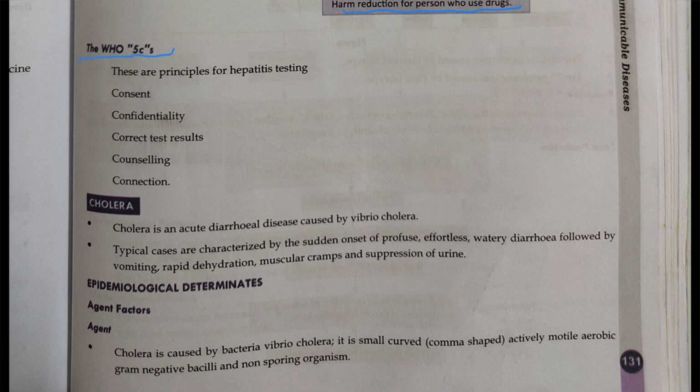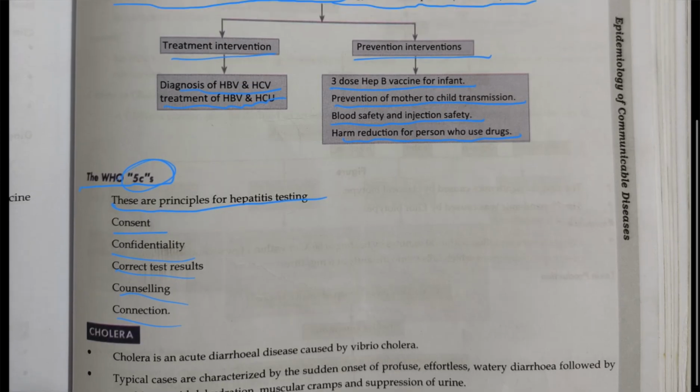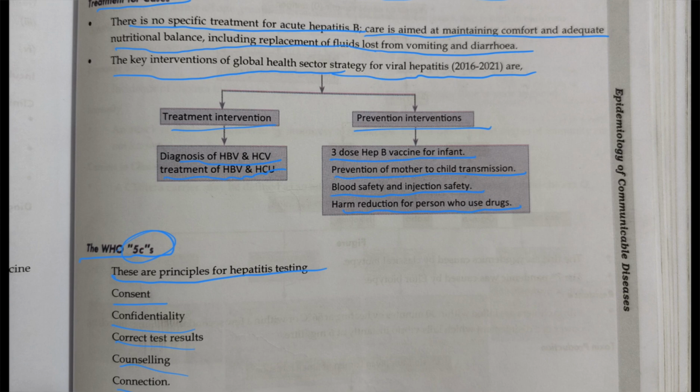These are the WHO 5 C's, the principles of hepatitis testing: consent, confidentiality, correct test results, counseling, connection. So these 5 C's have to be followed when a person comes for screening for hepatitis B.